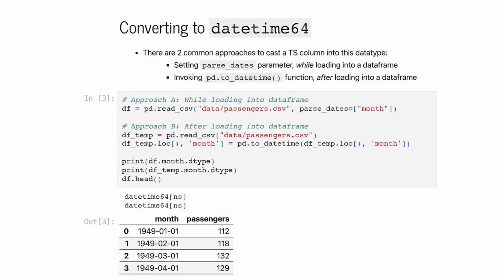So there are two common approaches to convert a column that contains datetime information to the datetime64 data type. In the first approach, you set the parse_dates parameter of your read_csv function call to an appropriate value while loading the data into the data frame. And in the second approach, you use the pandas function to_datetime after the data is loaded into a data frame. The cell output below displays both the approaches, and it also shows that the resultant data frames are identical to one another.